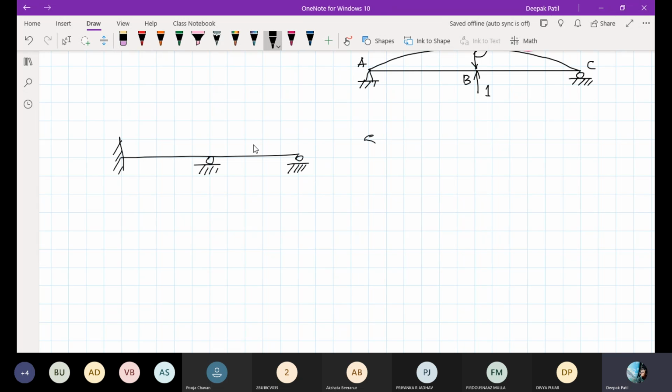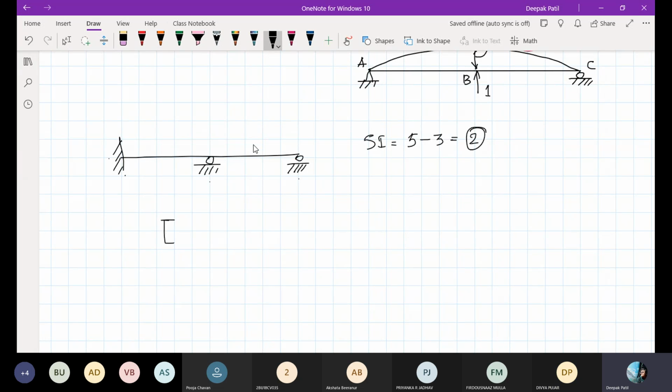What is the statical indeterminacy of this structure? How many reactions are there? 3 plus 1 plus 1, so 3 plus 2, 5. How many equilibrium equations? 3. So how many redundants need to be chosen? 2 redundants. It depends on you which two you will choose. I can choose these two as the redundants. Are you clear? Yes, sir. We'll see such types of problems in the future.